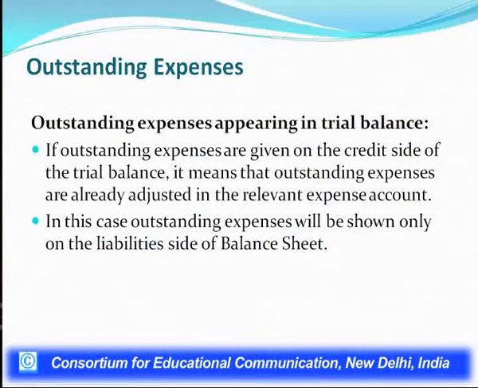For trial balance items we pass only the closing entry. That closing entry is only for nominal accounts, that is revenue and expenses. So, the outstanding expenses, whether wages or salaries, will be shown directly in the balance sheet. So, if you notice any item relating to outstanding expense in the trial balance, you should show it directly in the balance sheet on the liability side.